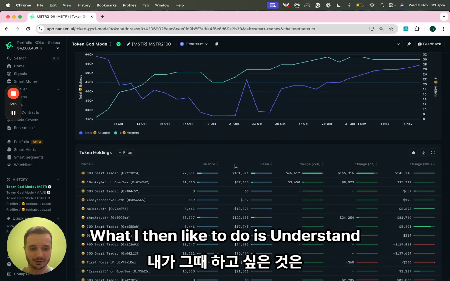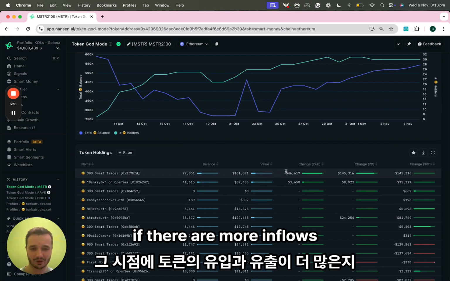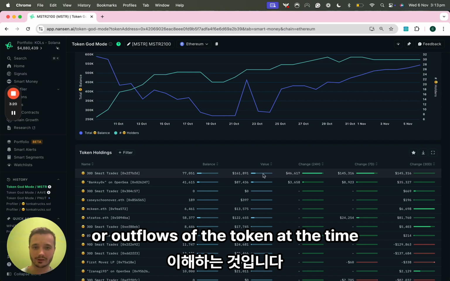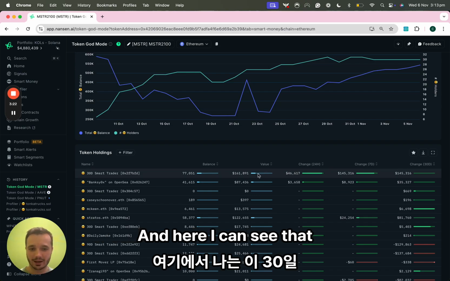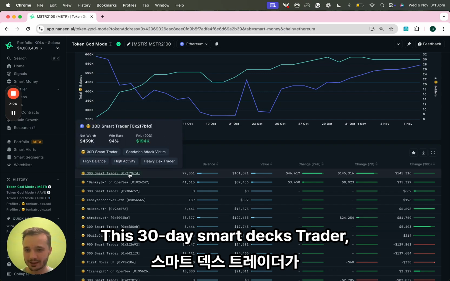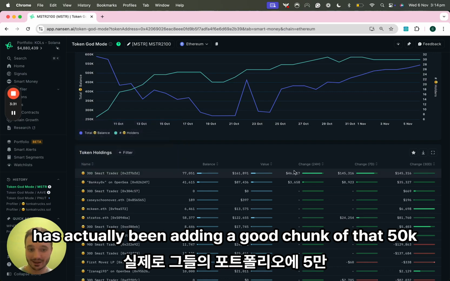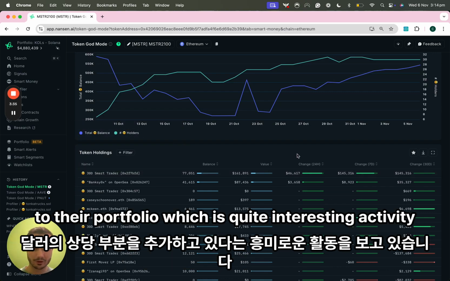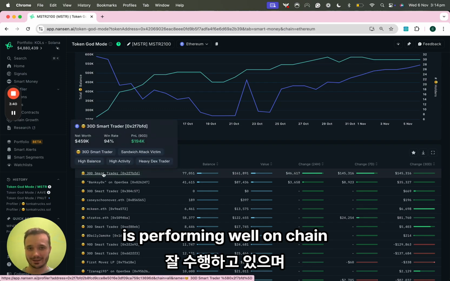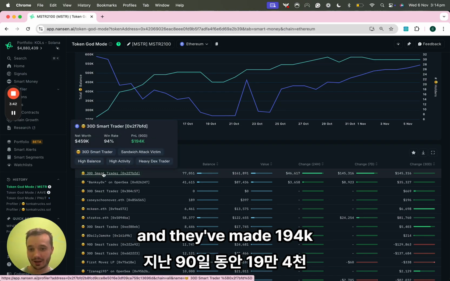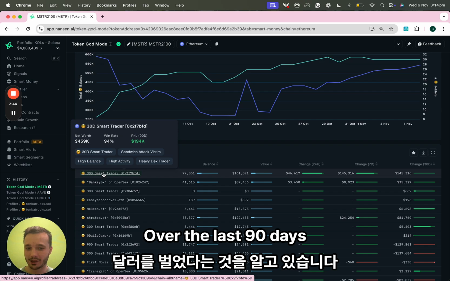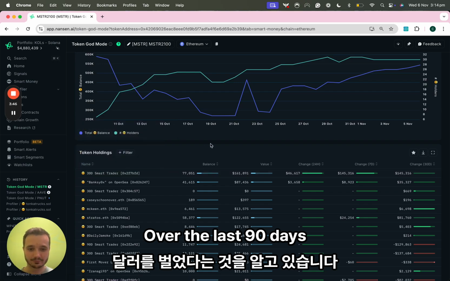What I then like to do is understand if there are more inflows or outflows of the token at the time. And here I can see that this 30-day smart DEX trader, who has a 94% win rate trading in crypto, has actually been adding a good chunk of that 50k to their portfolio, which is quite interesting activity. We know that this individual is performing well on chain, and they've made 194k over the last 90 days.